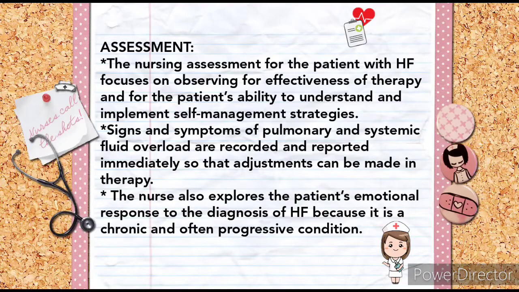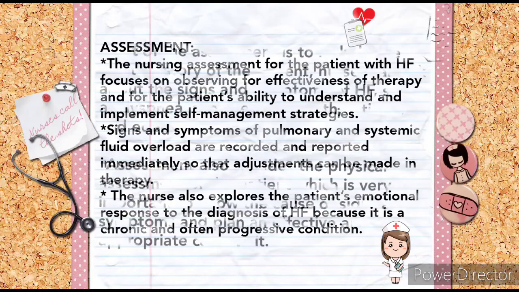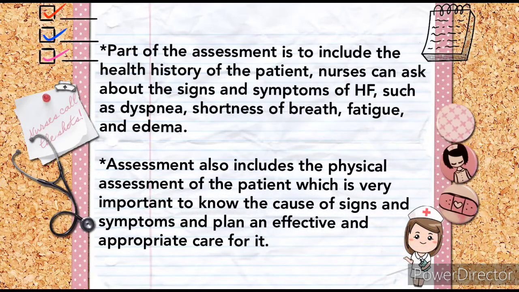Signs and symptoms of pulmonary and systemic fluid overload are recorded and reported immediately so that adjustments can be made in therapy. The nurse also explores the patient's emotional response to the diagnosis of HF because it is a chronic and often progressive condition. Part of the assessment is to include the health history of the patient. Nurses can ask about the signs and symptoms of HF, such as dyspnea, shortness of breath, fatigue, and edema. Assessment also includes the physical assessment of the patient, which is very important to know the cause of signs and symptoms and plan an effective and appropriate care for it.